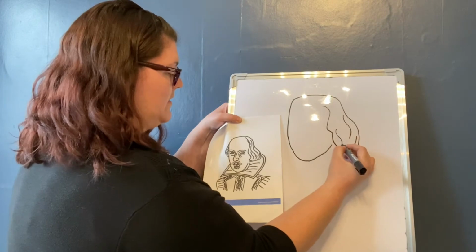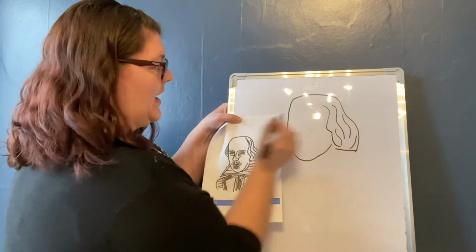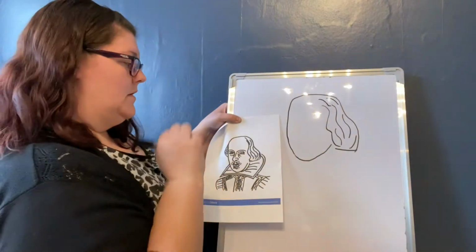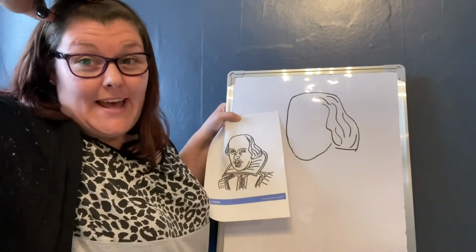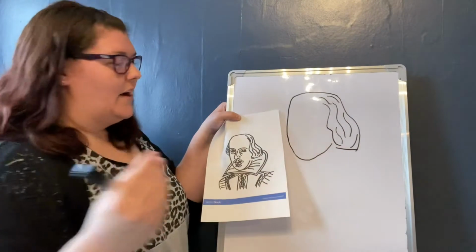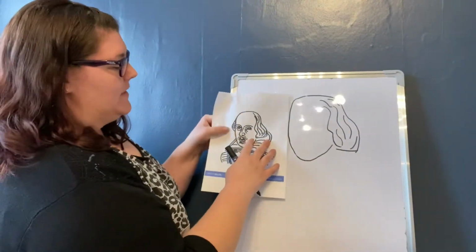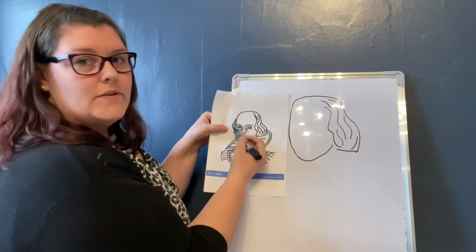And here. And I think I'm going to do a long one here. And then maybe just one or two up here. Now, William Shakespeare didn't have any hair on the top of his head. He only had it at the side. So he's got lots of hair this side. And then I don't know whether you can see, but on this side, he's got like a triangle shape.